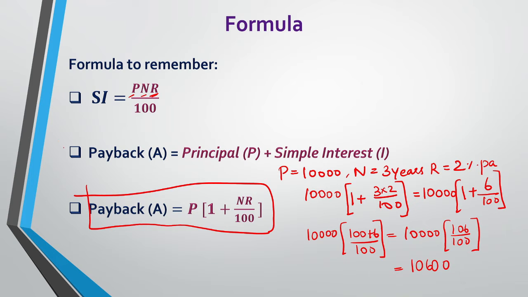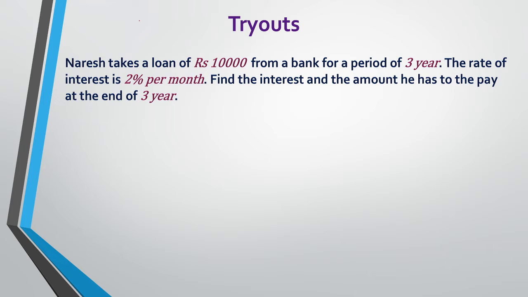Friends, you could use either of these two formulas to solve the simple interest based problems. Now let's solve some tryouts. Naresh takes a loan of rupees 10,000 from a bank for a period of 3 years. The rate of interest is 2% per month. Find the interest and the amount he has to pay at the end of 3 years.